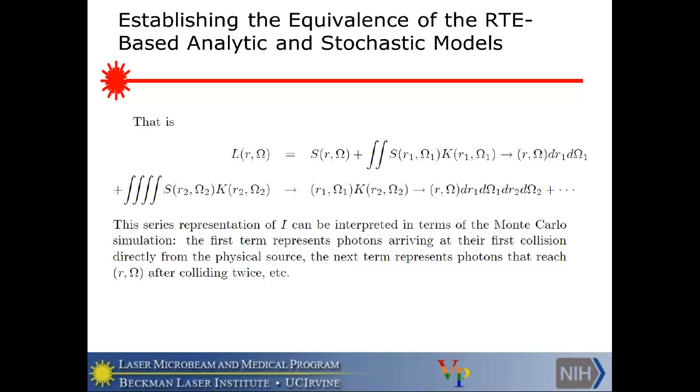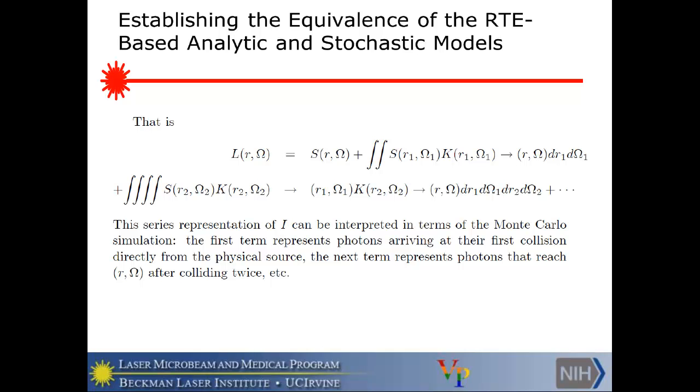That series representation of it's not I, it's L, I'm sorry. It should be an L. It can be interpreted in terms of the Monte Carlo simulation. Again, I repeat, these are photons that arrive at their first collision directly from the source Q. The next term, photons that reach it after twice, and so on.